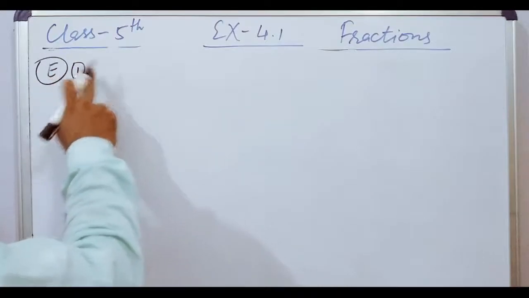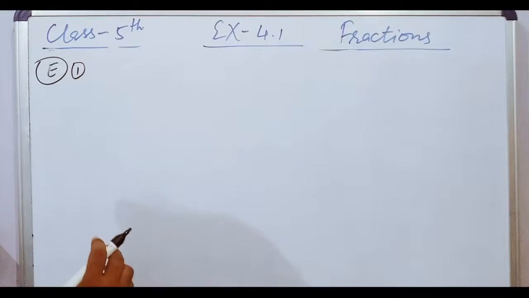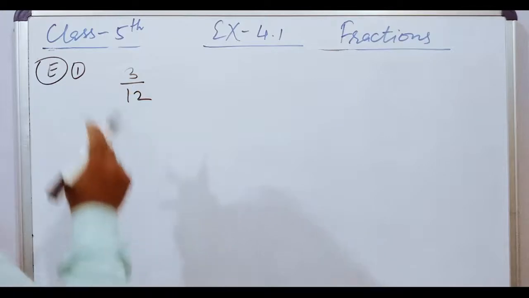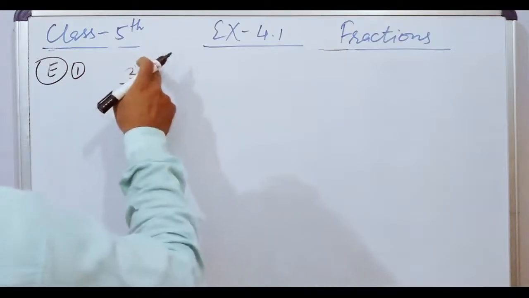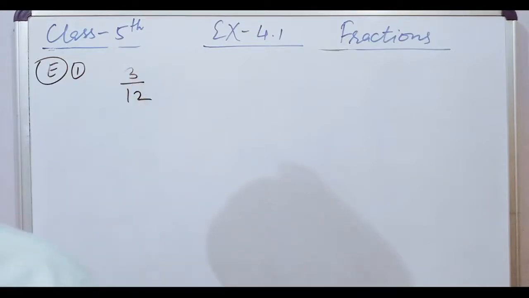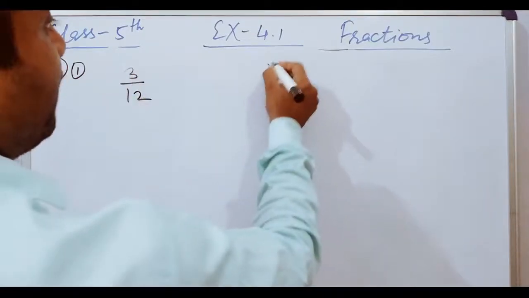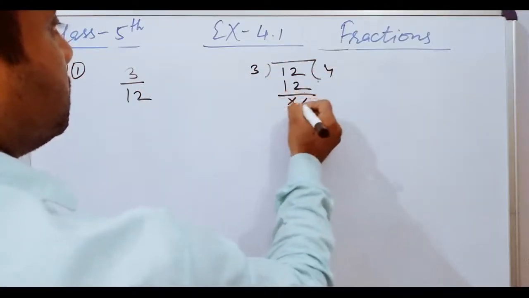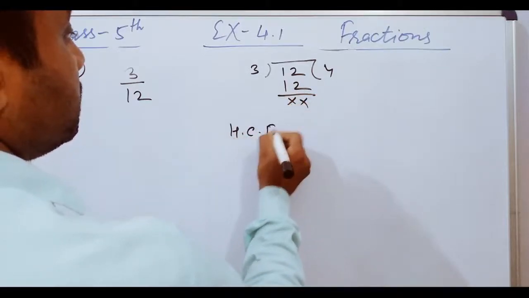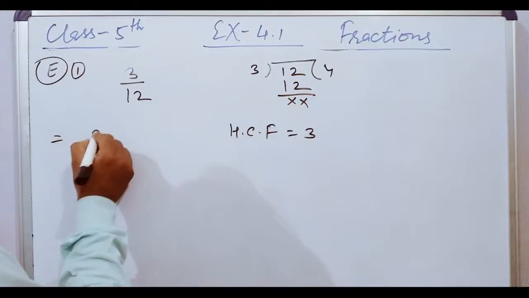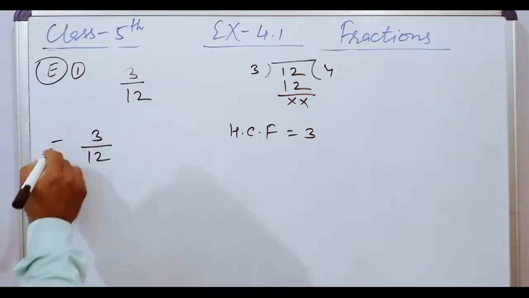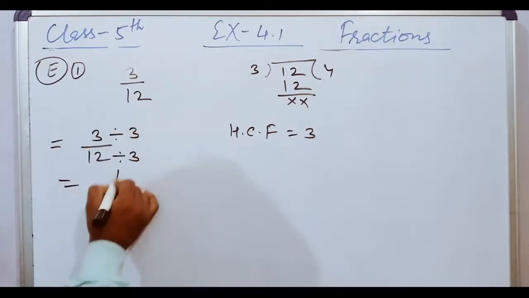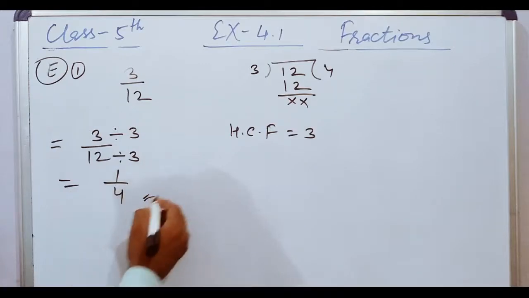E part, question number 1. Write each fraction in lower terms. 3 upon 12. So by the highest common factor, we can divide both numerator and denominator. Then we can simplify. First, we have to find the HCF. 3 4s are 12. So HCF equal to 3. So what to do here? 3 upon 12. By HCF we will divide up and down, numerator and denominator. Then 3 1s are 3, 3 4s are 12. So this is the simplest form.